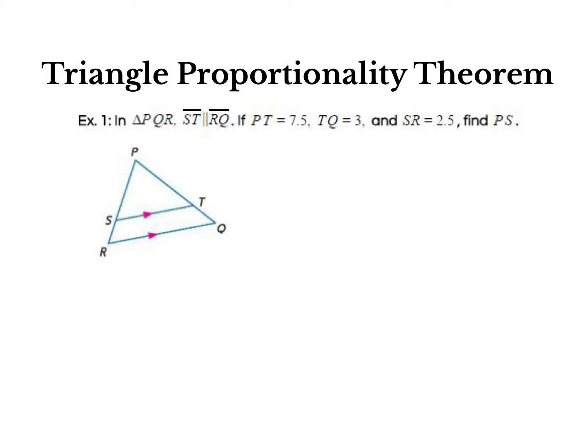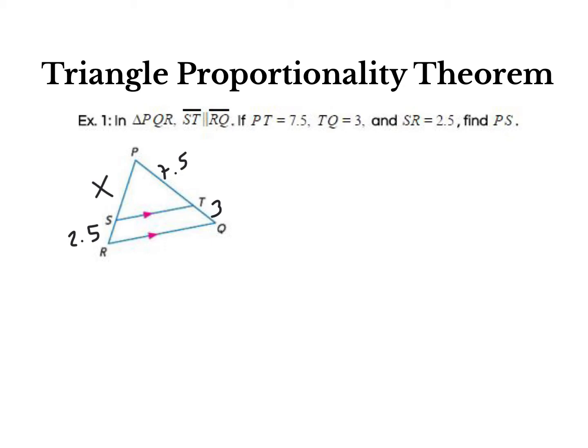PT is 7.5. TQ is equal to 3. SR is 2.5. And I'm trying to find the length of PS, so I'm going to label that as X.